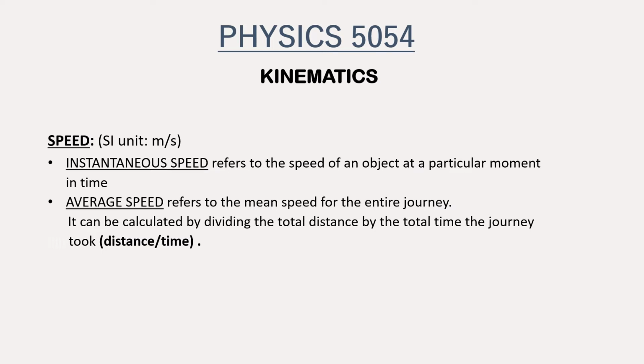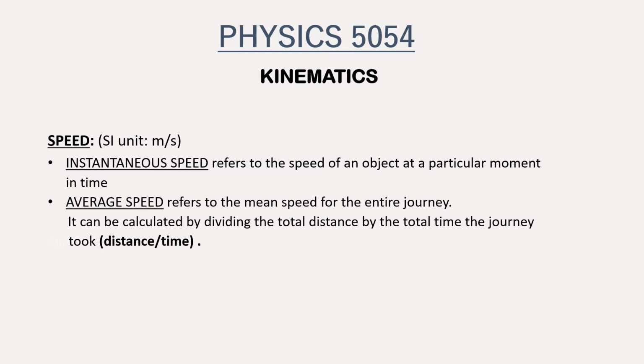So what's the difference between the two? Well, instantaneous speed refers to the speed of an object at a particular moment in time, whereas average speed is simply the mean, or as the name suggests, average speed of the entire journey. What this means is basically if we are traveling at an average speed of 60 meters per second, it means that in our entire journey our mean or average speed was 60 meters per second.